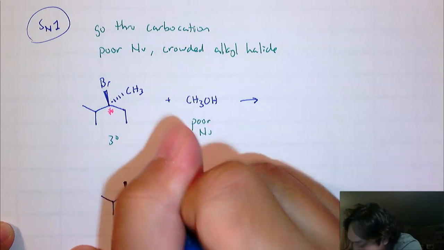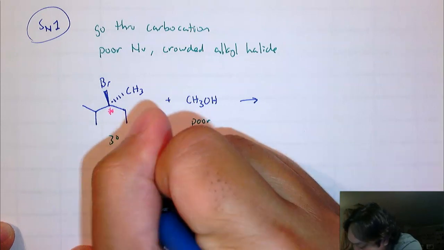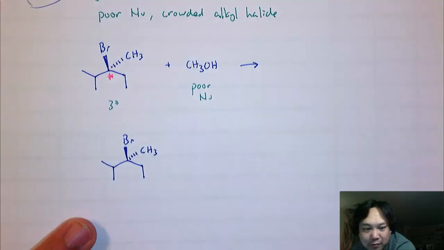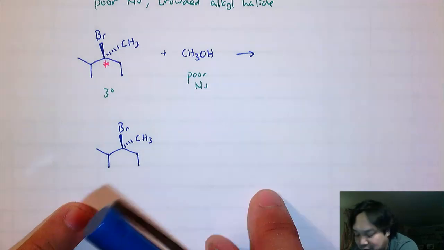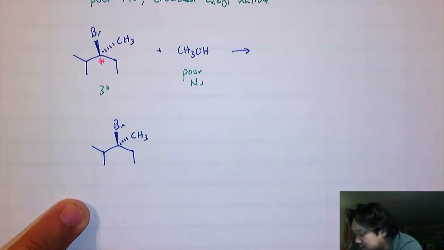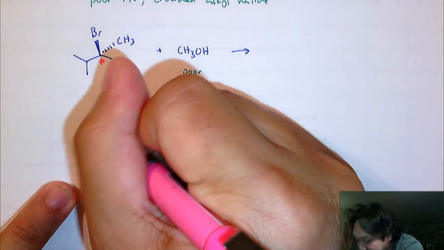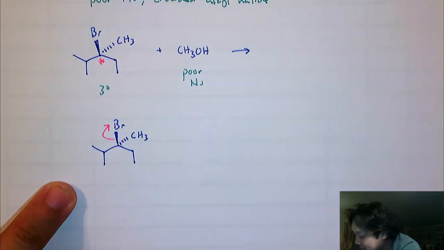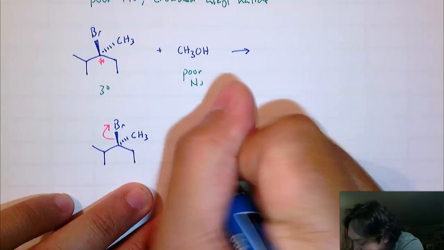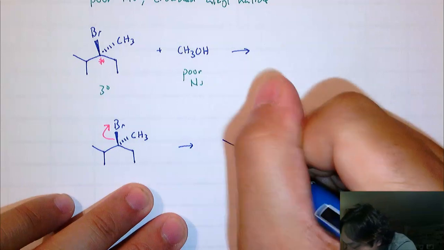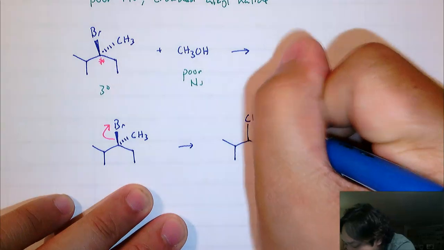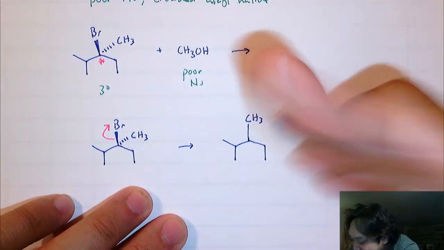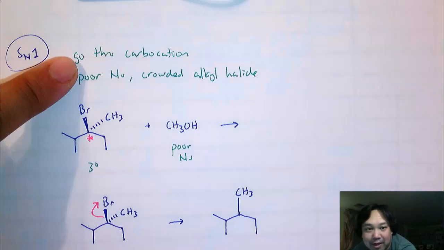And I know with mechanisms you normally don't draw wedges and dashes, but I want to prove to you that the stereochemistry of the product actually is a mixture of both R and S. Because what happens in an SN1 reaction is the leaving group leaves on its own. And we have something like this. Look what we have. I'm going to make this planar. Why? Because remember, SN1s go through a carbocation.